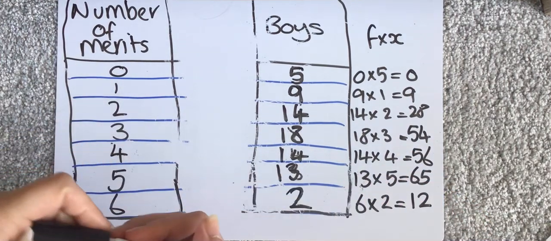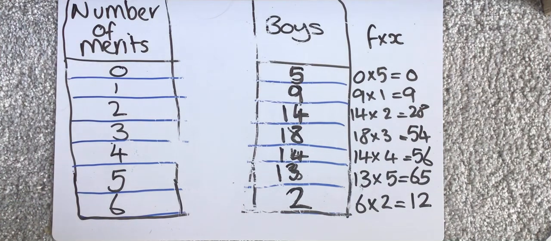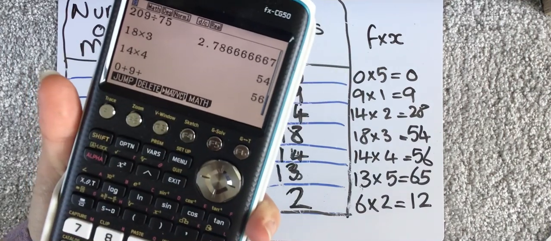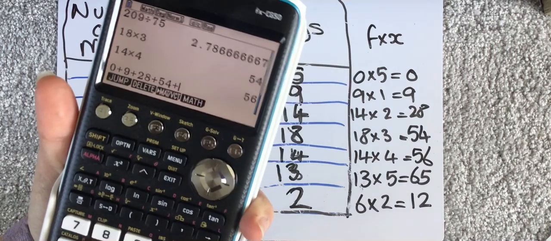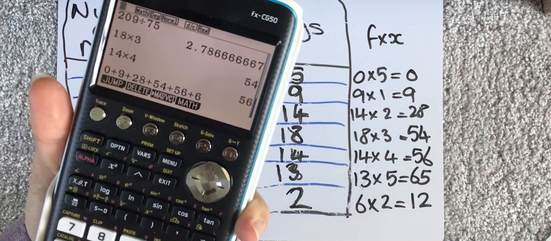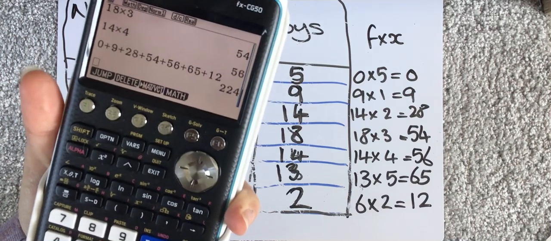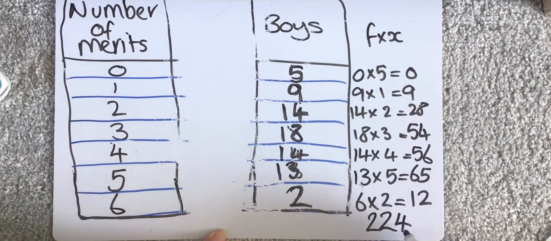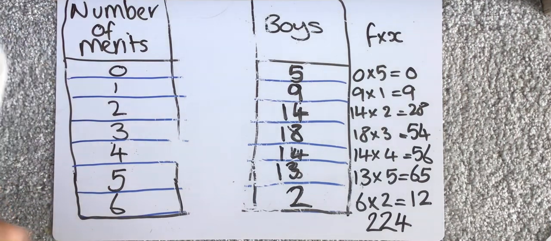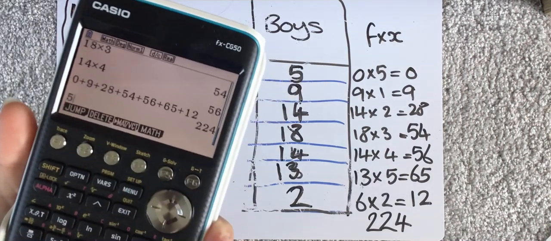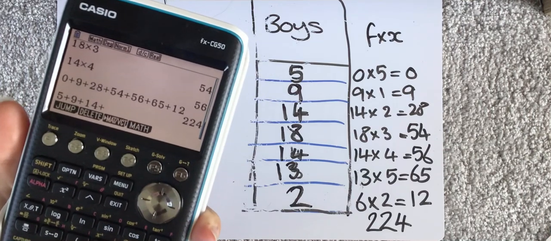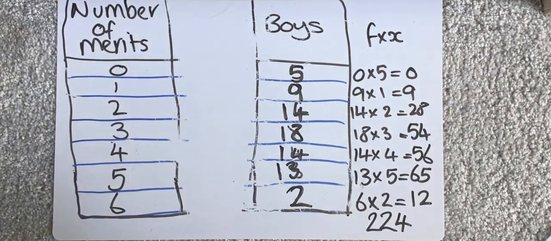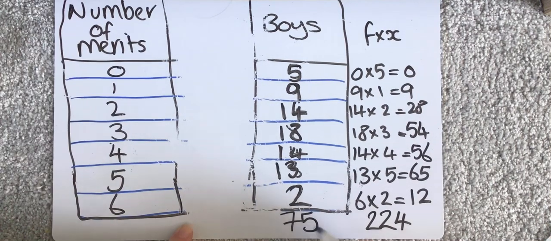Okay, and I'm going to add those all up together again as before. So I've got 0 plus 9 plus 28 plus 54 plus 56 plus 65 plus 12, and I get 224. Again, I need to work out how many boys there are, so I'm going to do 5 plus 9 plus 14 plus 18 plus 14 plus 13 plus 2. And there are 75 boys, okay? So we've got the same number of boys and girls.